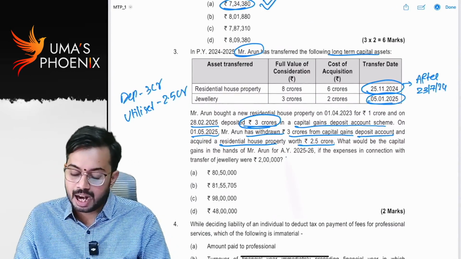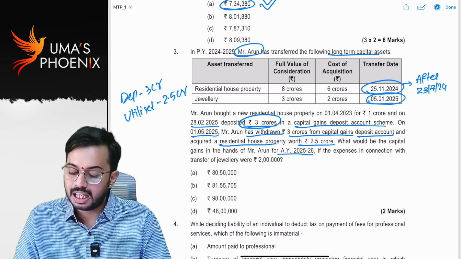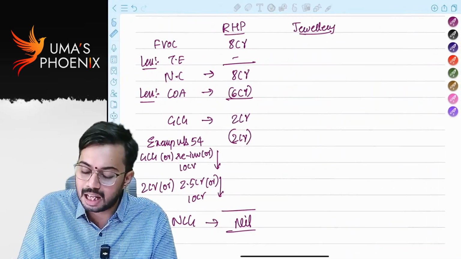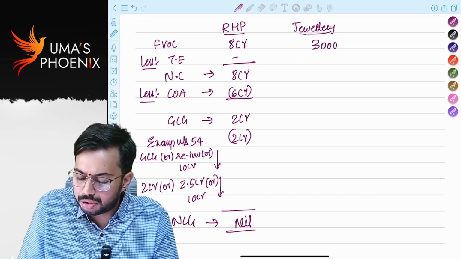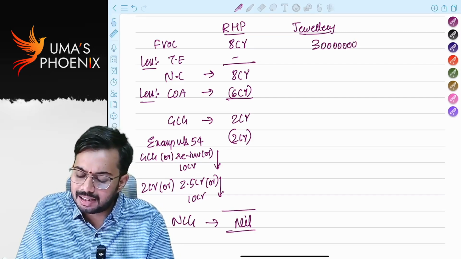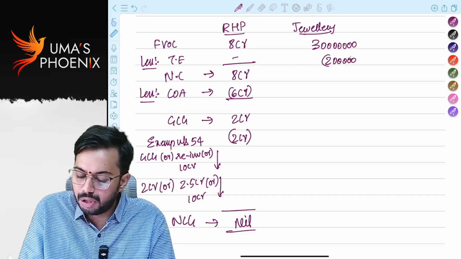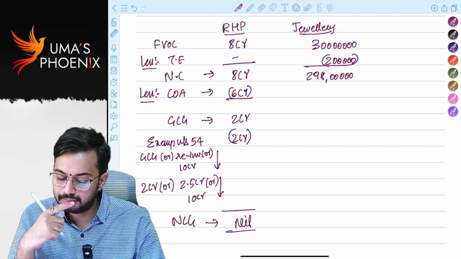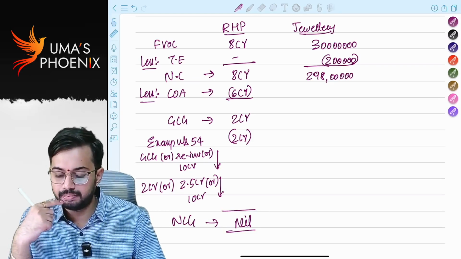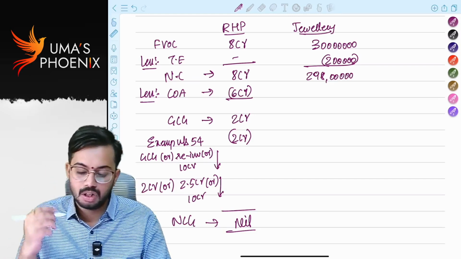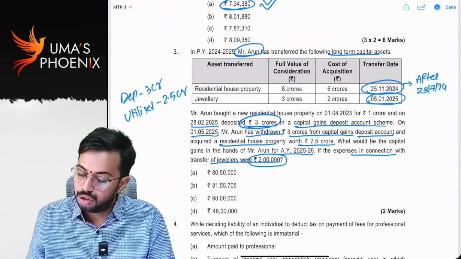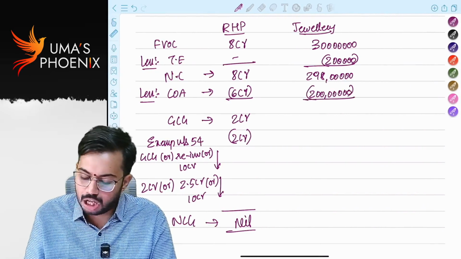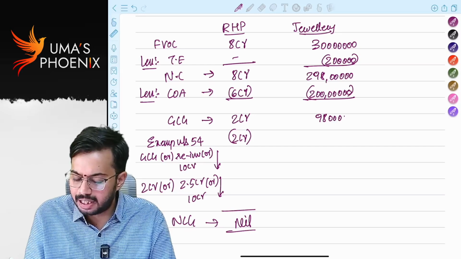What would be the capital gain in hands of Mr. Arun for assessment year 25-26 if expenses in connection with the transfer of jewelry were 2 lakhs? So transfer expenses are 2 lakhs. Jewelry 3 crores, 300 lakhs. From that transfer expenses are 2 lakhs. So net consideration is 298 lakhs. Cost of acquisition is 2 crores, 2 crores means 200 lakhs. Now how much is gross capital gain? Gross capital gain is 98 lakhs.